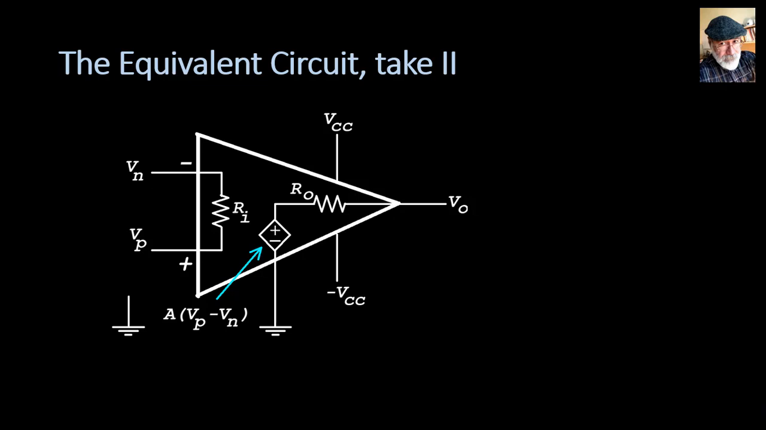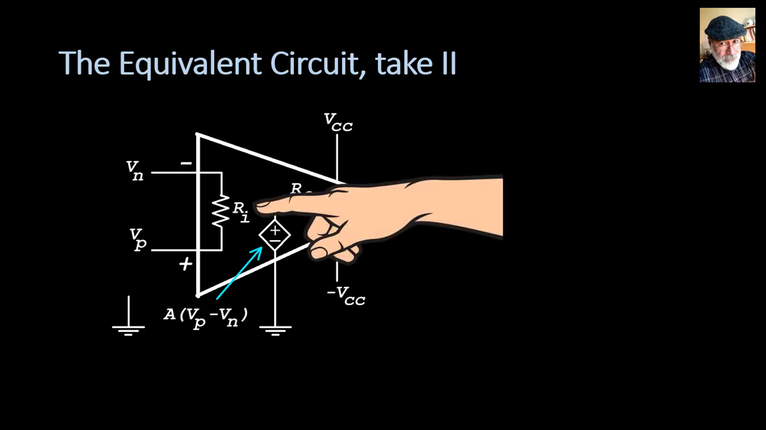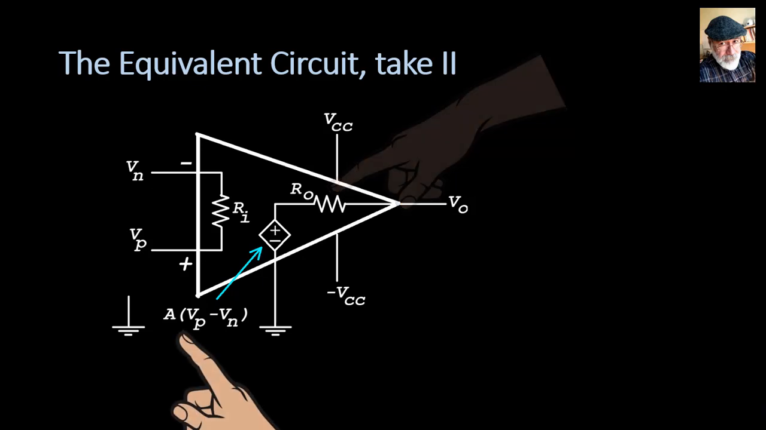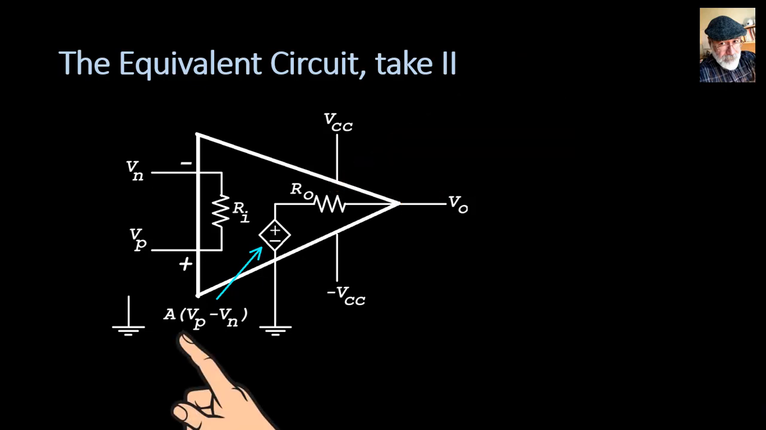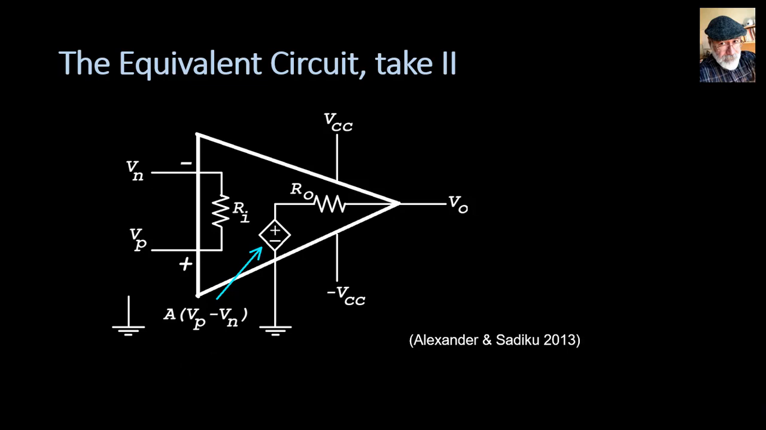This equivalent circuit emphasizes that the behavior of the op-amp is described by three parameters. The input resistance Ri, the output resistance Ro, and the open loop voltage gain A or AVO. Typical values for those three parameters are given by the textbook by Alexander and Sadiku. The input resistance can have a value between 100,000 and 10 teraohms, that is 10,000 billions of ohms, a pretty large number. The output resistance, in comparison, is insignificant, between 10 and 100 ohms. The open loop voltage gain is a fairly large number too, between 100,000 and 100 million.